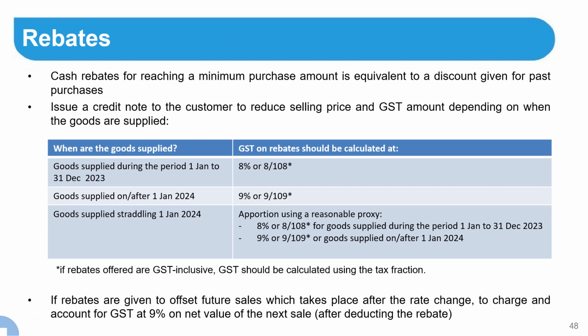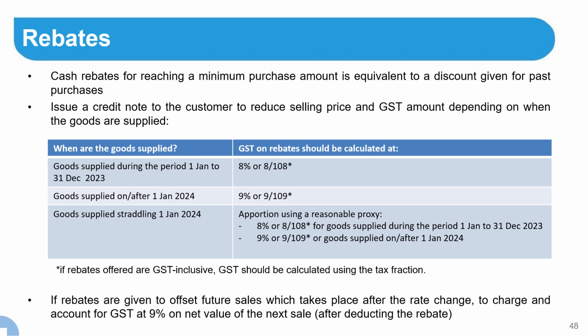Sometimes, businesses may offer volume-related rebates in the form of cash to the customers when they reach a minimum purchase amount. This is equivalent to a discount given for past purchases. Generally, a credit note is issued to the customer to reduce the selling price and the GST amount. Now, if the goods are supplied to your customer before 1st January 2024, but you are only giving the rebates after 1st January 2024, do take note of the GST rates that will need to be applied to adjust for the rebates given by referring to the table shown here.